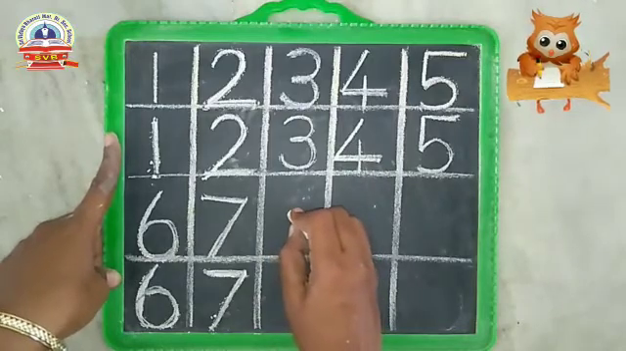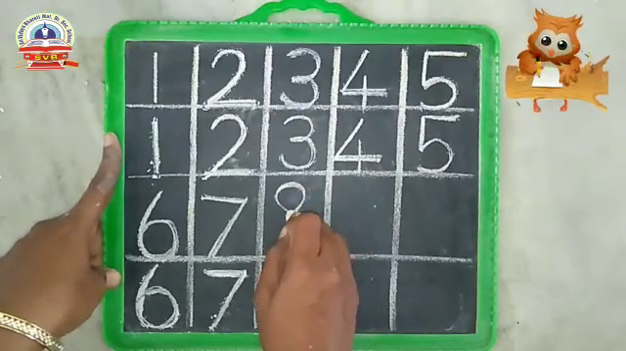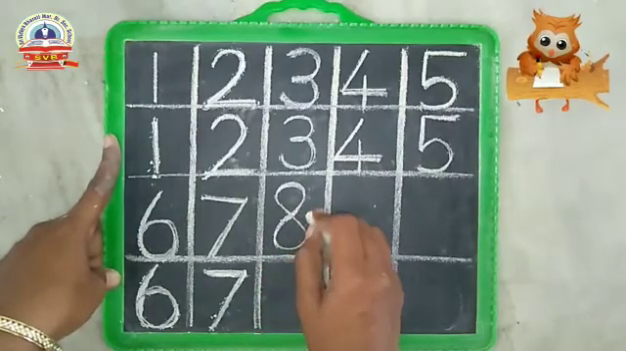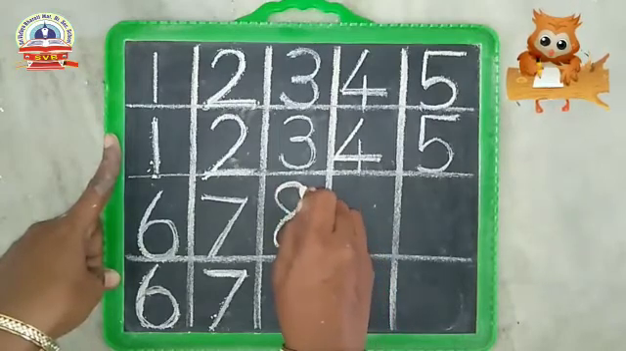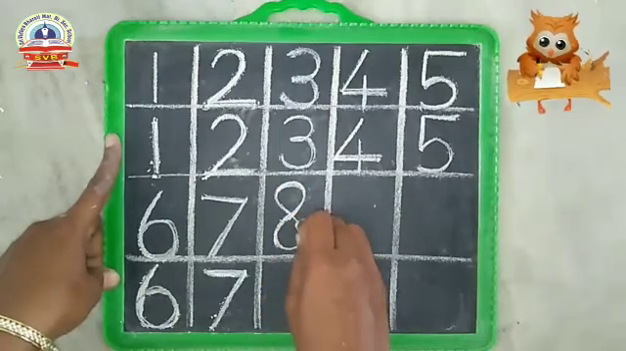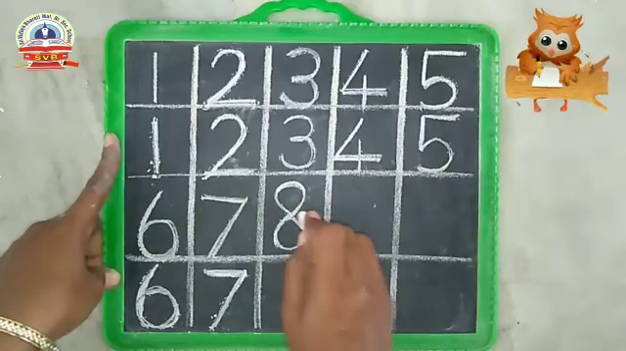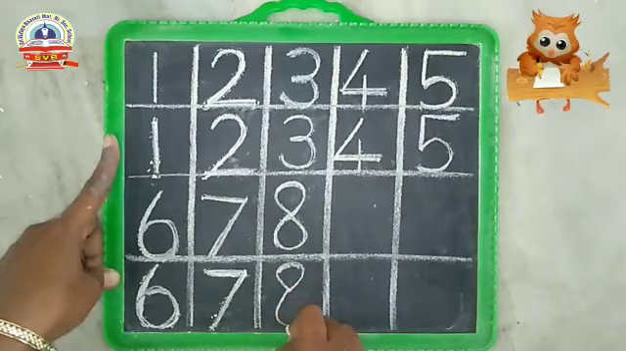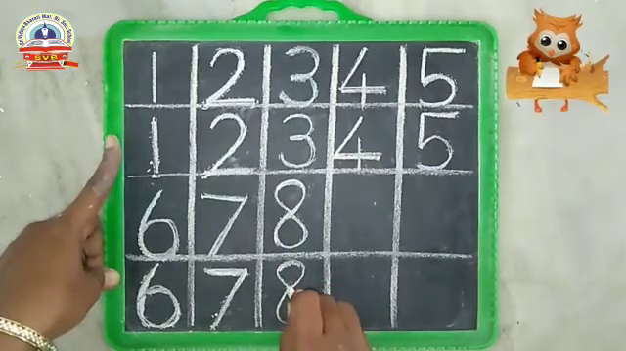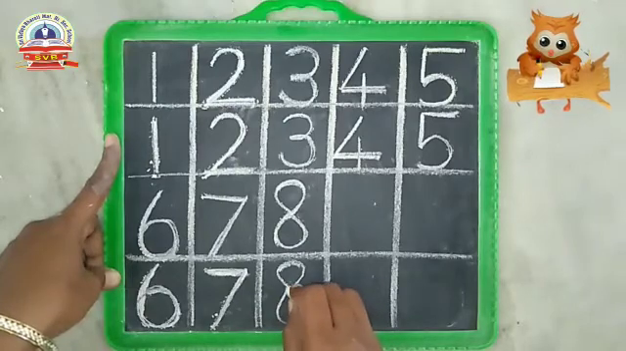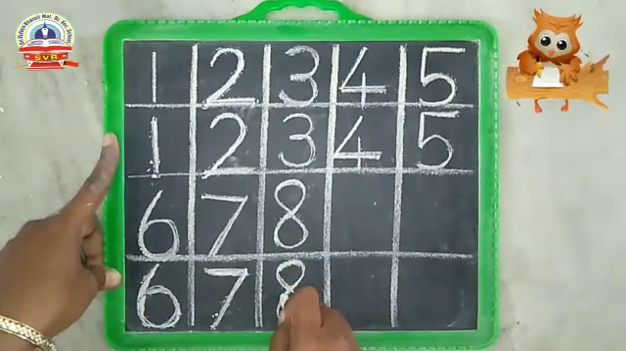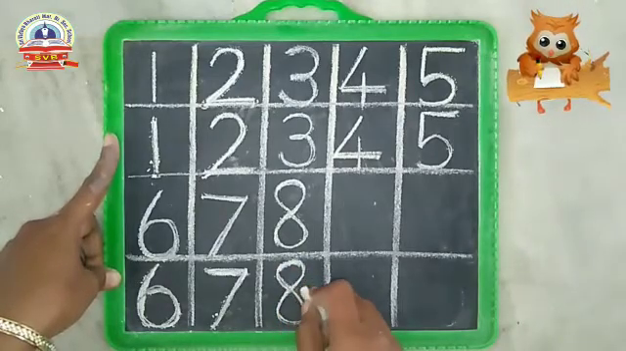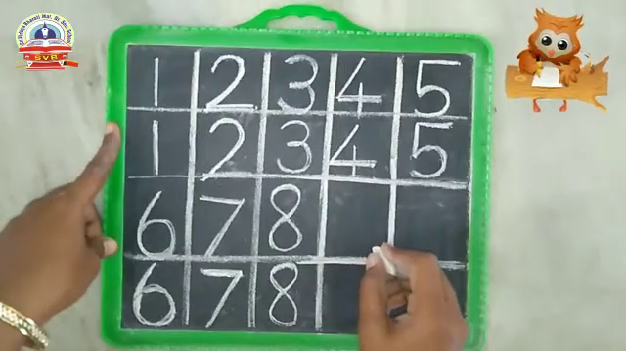See here. Lower curve and upper curve meet at the middle. This is number 8. Write with me. Lower curve and upper curve meet at the middle. This is number 8. Now let us write 9.